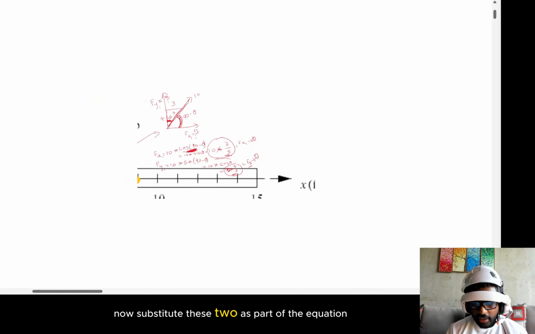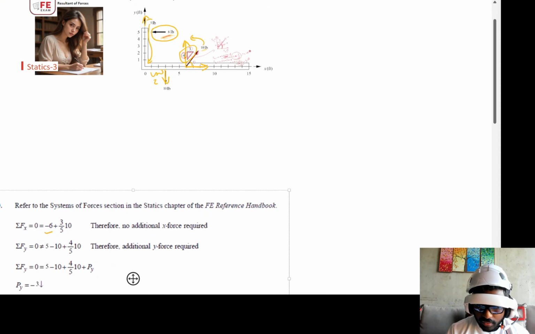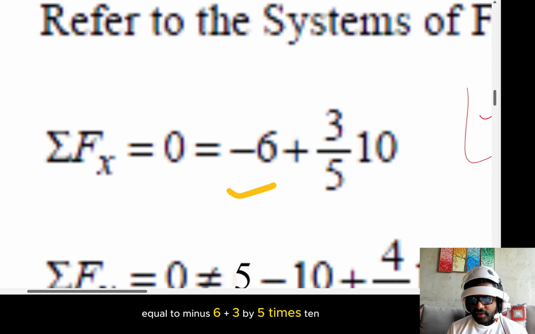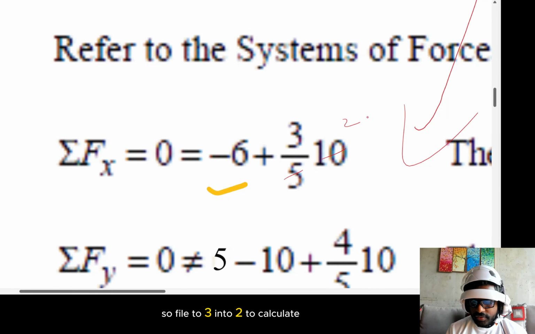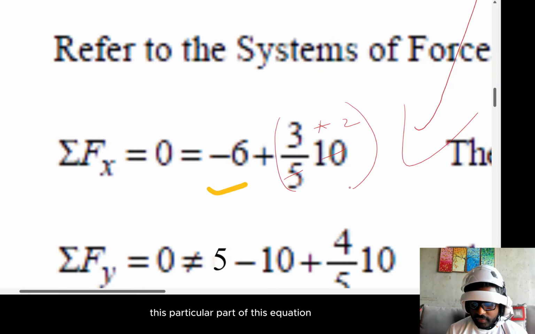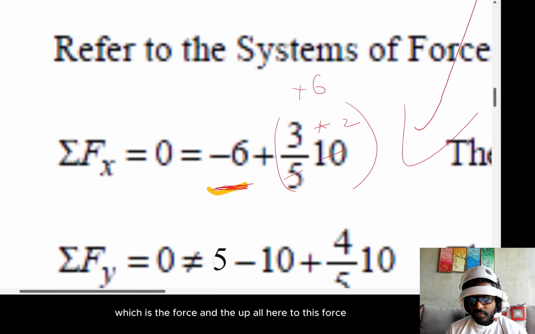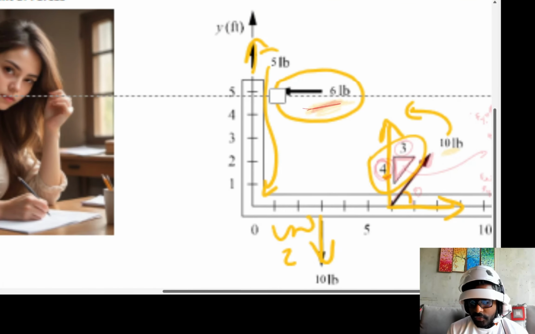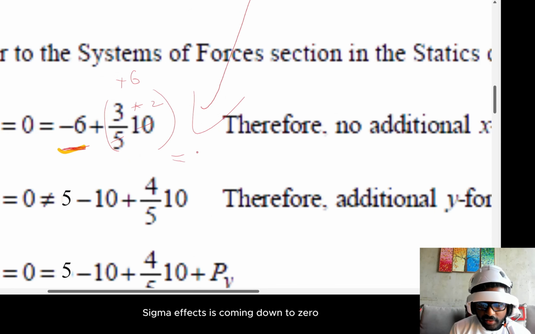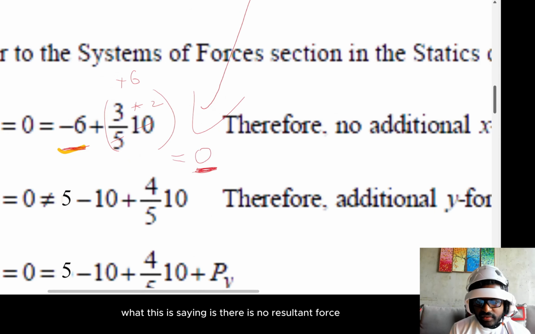Now substitute these two into the equation. That is how we got this. The sum of all the forces in the x direction is equal to minus 6 plus 3 by 5 times 10. So 5 into 3 is 2. You calculate, and you will get this part of the equation as plus 6. Here we have negative 6, which is the force on the top over here. So both of them resolved. Sigma Fx is coming down to 0. What this is saying is there is no x component of the resultant force. There is only the y component.